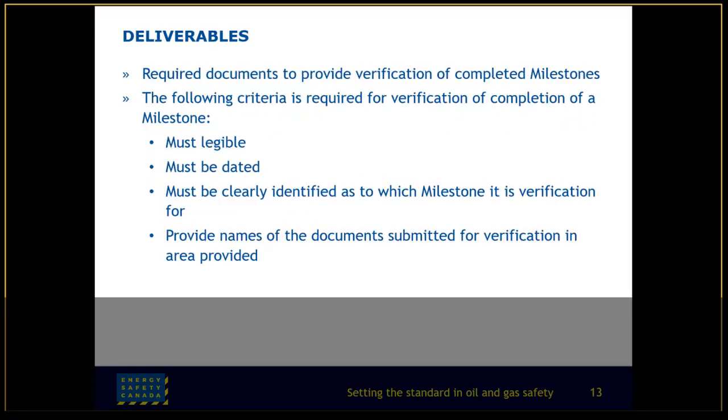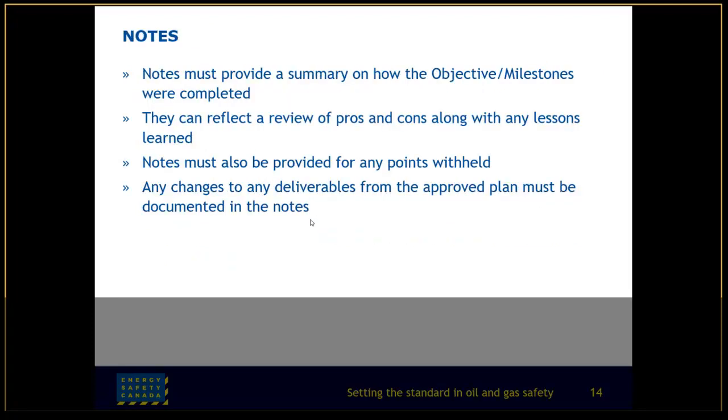Okay, so for your documents that you're providing for your deliverables, they need to be legible, so not bad photocopies. They need to have dates to prove that you've completed them in this calendar year prior to November 30th, and they must be clearly identified as to which milestone it's verification for. So just name the file Objective 1, Milestone 1, so it's clear for us to know what we're looking for. Provide the names of the documents submitted for verification in the notes area. Then I'll show an example of that later.